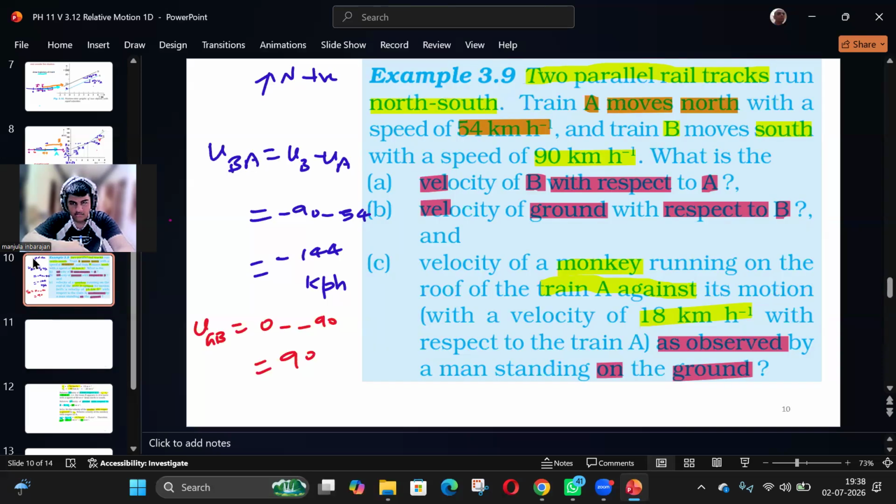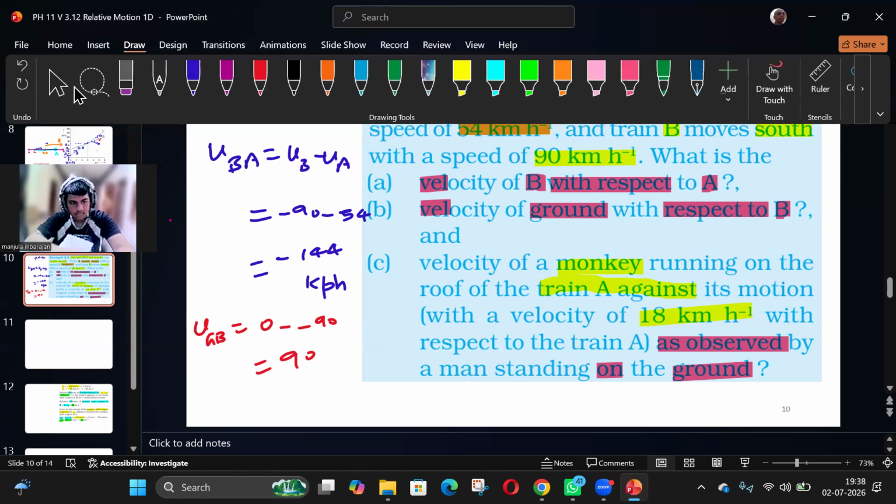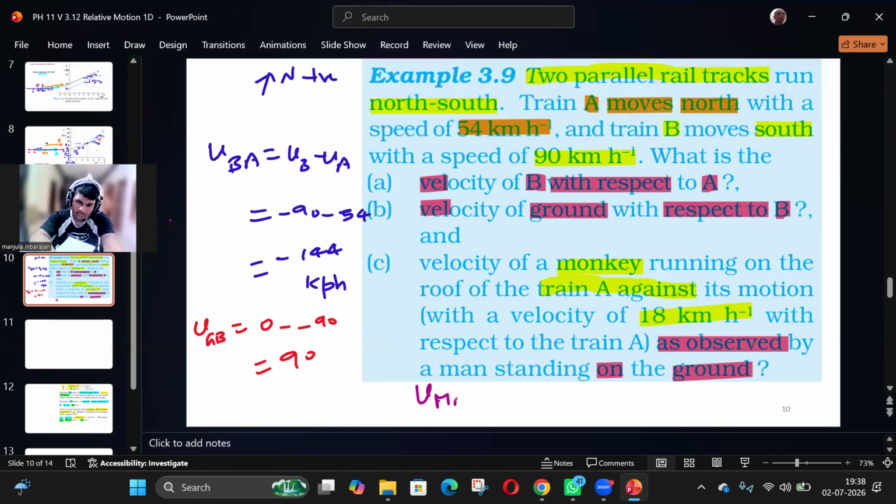See, first thing you have to understand is what this 18 kilometers per hour with respect to the train means. Whatever is given as 18, that is the velocity of the monkey with respect to A. Suppose you have the capability of running at 10 kilometers per hour. Suppose you're running on the ground, you will move at a speed of 10 kilometers per hour on the ground. But suppose you run at the same speed on a running train, then that 10 kilometers per hour will be with respect to the train. So the capability of the monkey, which is 18 kilometers per hour, is with respect to the frame. So this is velocity of monkey minus velocity of A.